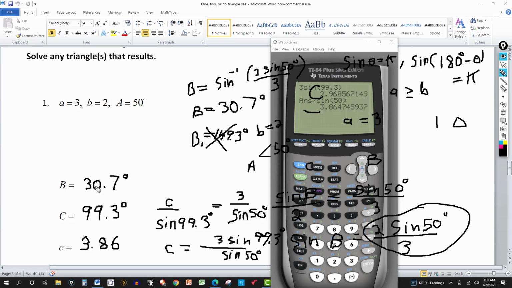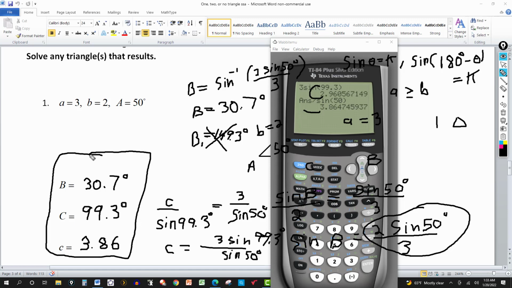Given information now was a was 3, b was 2, angle A was 50 degrees, so we're given 2 sides and the angle opposite. That's the ambiguous case. Now in this particular case, because of the information given, we have just one solution, one triangle, and here we have the missing parts of that triangle. So the problem is solved, or the triangle is solved.